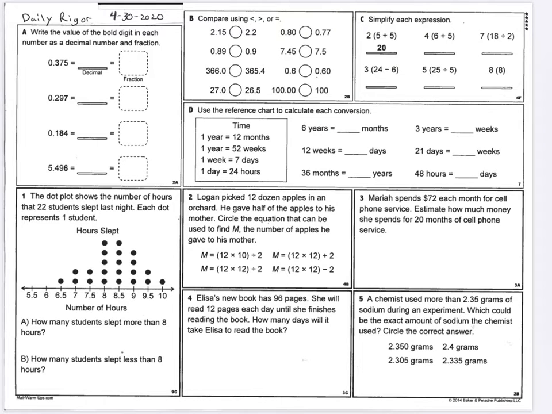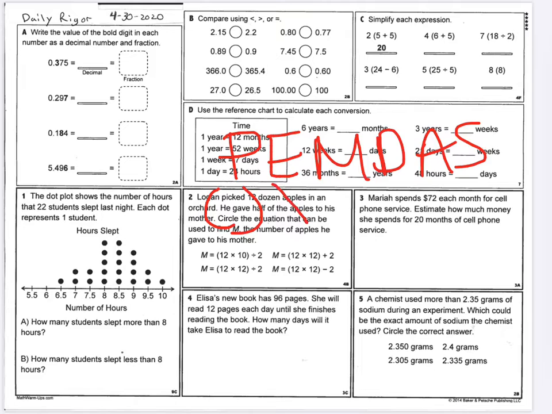C says simplify each expression. Order of operations. Okay? It's PEMDAS. Parentheses first. We don't do exponents, so that's out. Multiply and divide from left to right. Add and subtract from left to right. Look at 2 parentheses 5 plus 5. The first thing you do is add 5 plus 5, which is 10. And remember, when the number and the parentheses are side by side, that means to multiply. So 2 times 10 is 20. Okay?